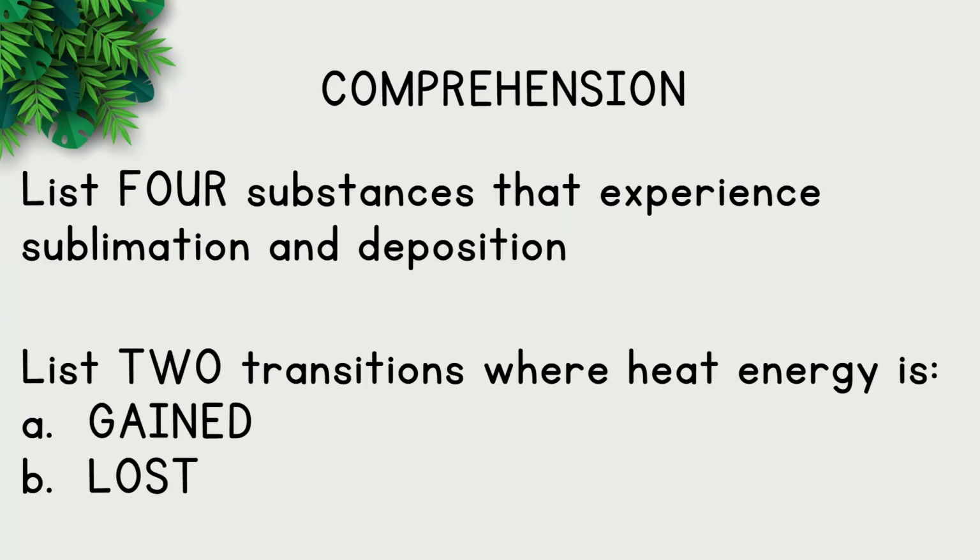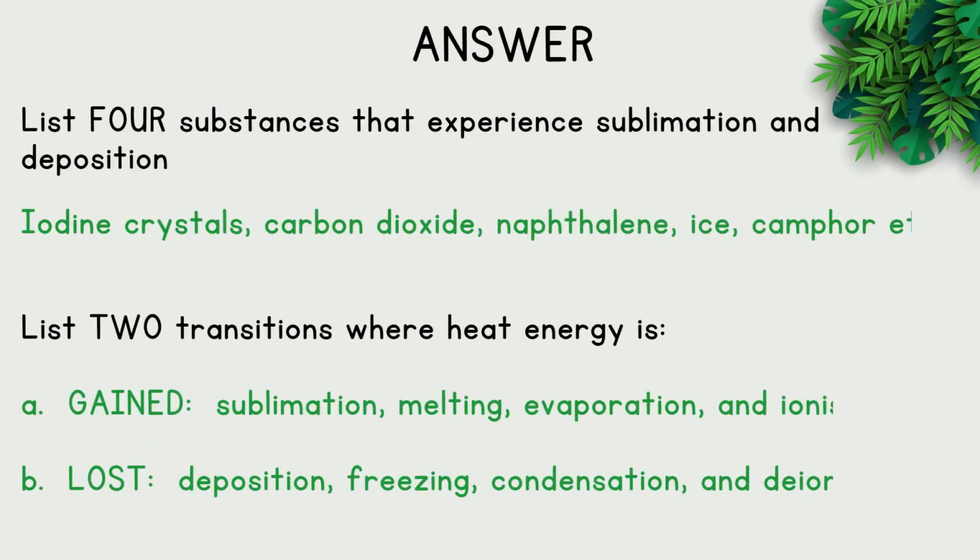Comprehension. List 4 substances that experience sublimation and deposition. Then list 2 transitions where heat energy is gained and lost. Examples of substances that experience sublimation are iodine crystals, carbon dioxide, naphthalene, ice, camphor, etc. Heat energy is gained via sublimation, melting, evaporation, and ionization. And heat energy is lost via deposition, freezing, condensation, and deionization.